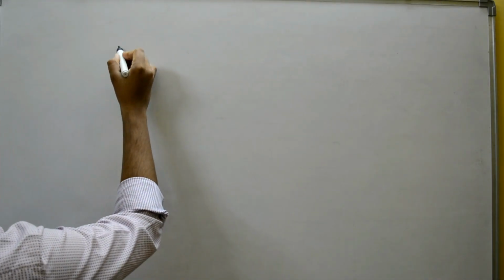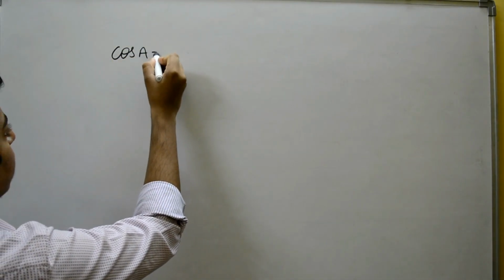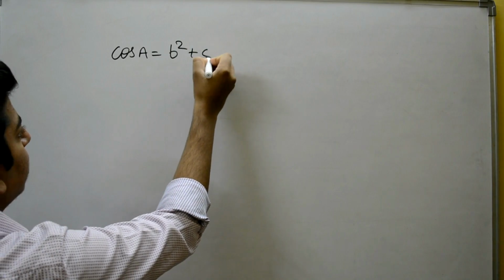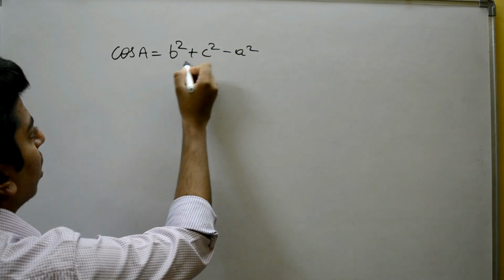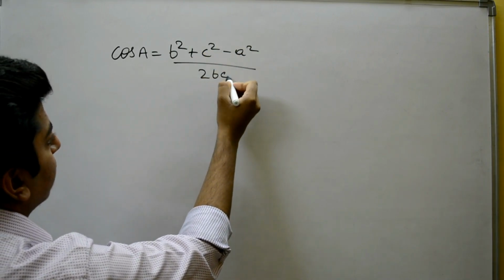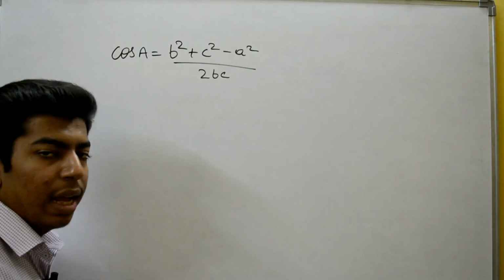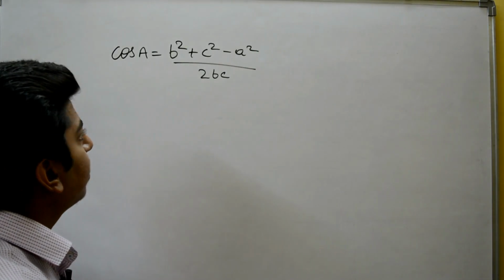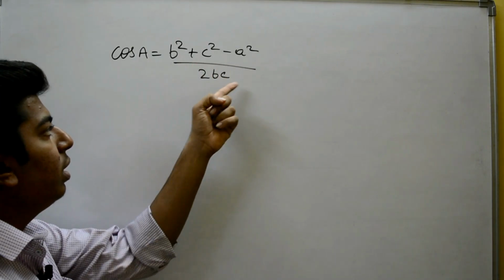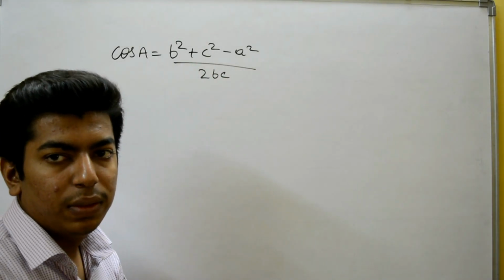So let's begin. We will first discuss the cosine rule. The cosine rule in general is cos A equals B square plus C square minus A square upon 2BC, where in the triangle ABC, the small a, b, c are the sides of that triangle.